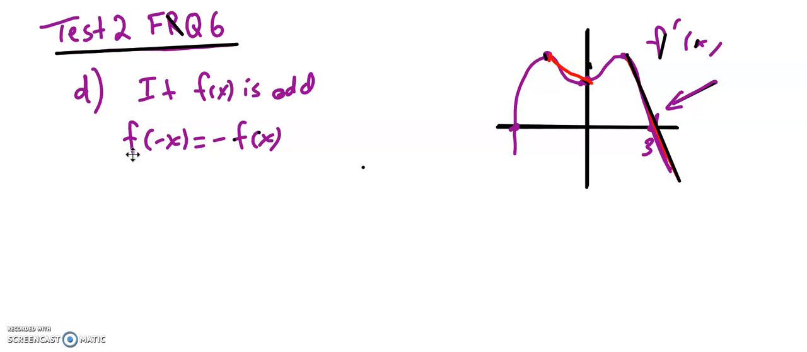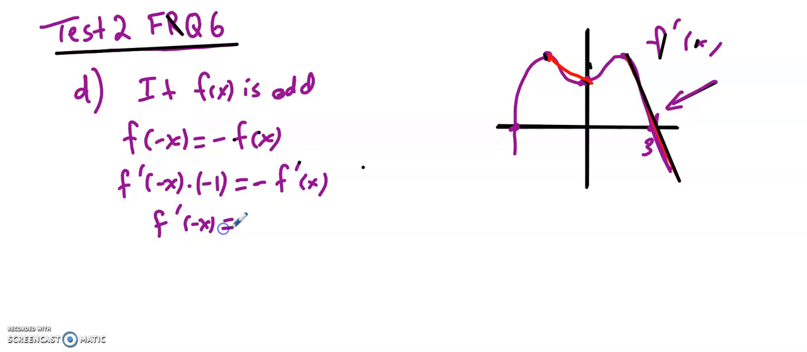Well, if that's the case, if I take the derivative of this equation, wouldn't I get the derivative on the left is the derivative of f prime of -x, but this is composition. I have to multiply by the derivative of the inside, which would be -1, equals the derivative of the right side, which is negative f prime of x. Well, wait a minute. If I divide this -1 across, wouldn't I get f prime of -x is equal to f prime of x, which tells me right here, by definition, this is an even function, okay?